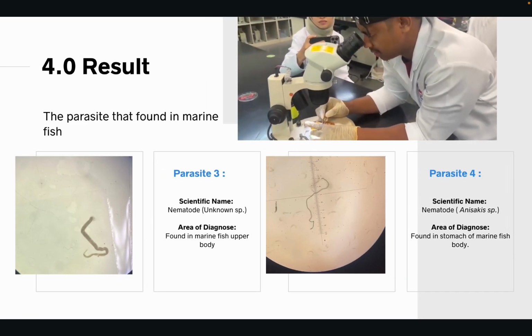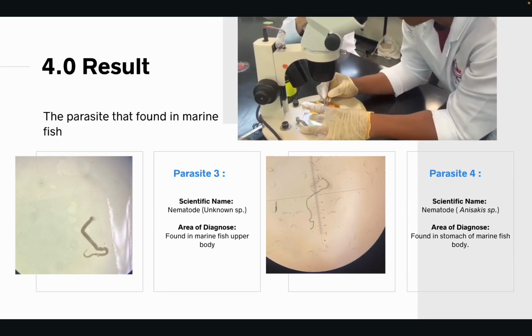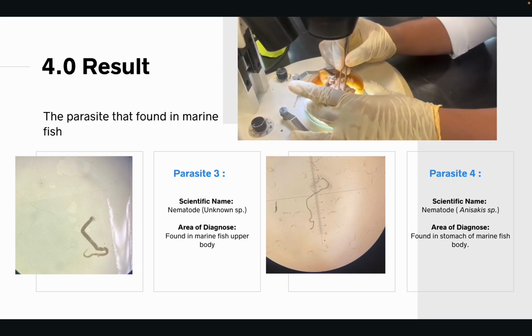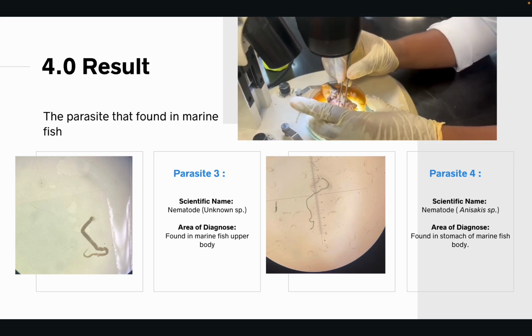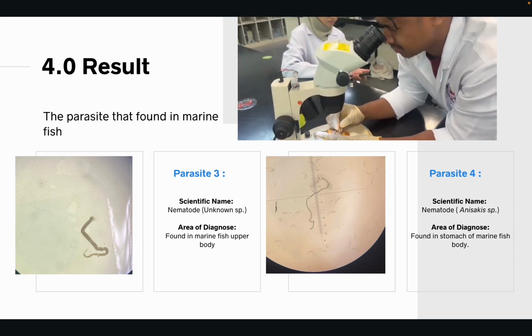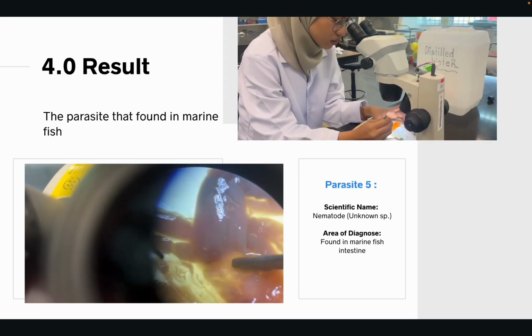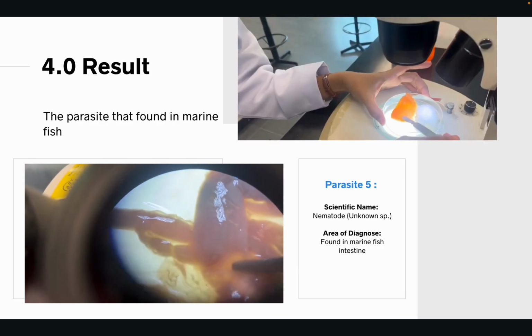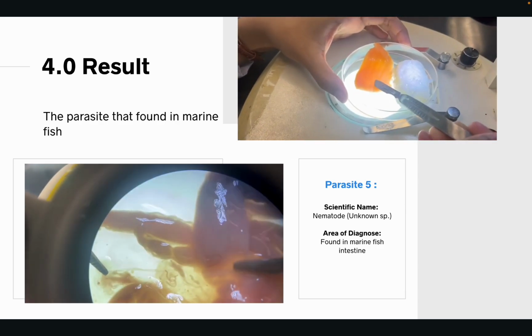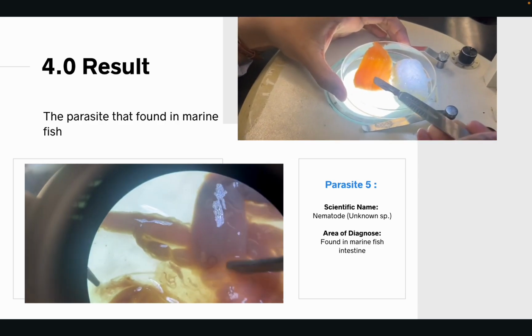The next result is parasites found in marine fish. Parasite 3 is a nematode, but we cannot identify the species of the parasite, and we found this parasite at the marine fish upper body. Parasite 4, a nematode, is Anisakis species, found in the stomach of the marine fish. The last result is parasite 5, a nematode, and again we cannot identify that species, and we found it in the marine fish intestine.